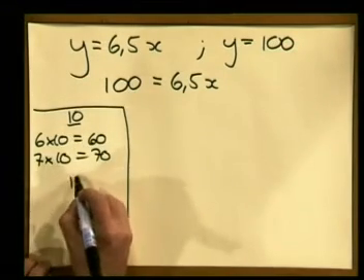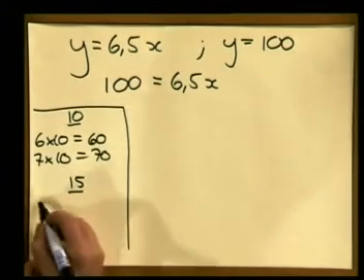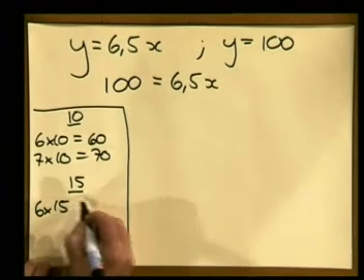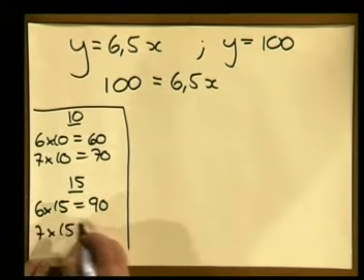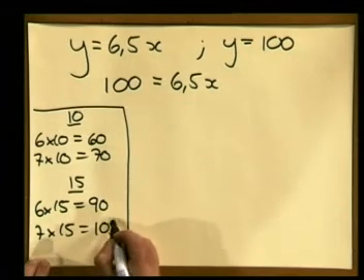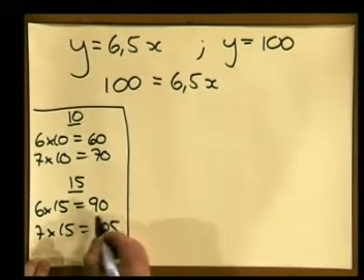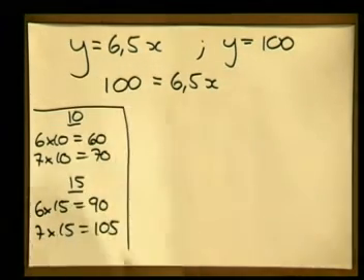So let me try the value of 15. 6 times 15 is equal to 90, and 7 times 15 is equal to 105. Well, now I think that that is close enough to 100. That means that 6,5 times 15 will be a number between 90 and 105. So that means my value for x lies somewhere very close to 15.